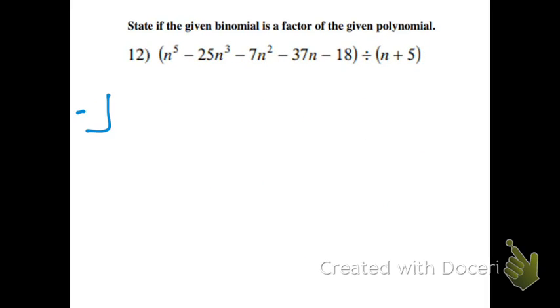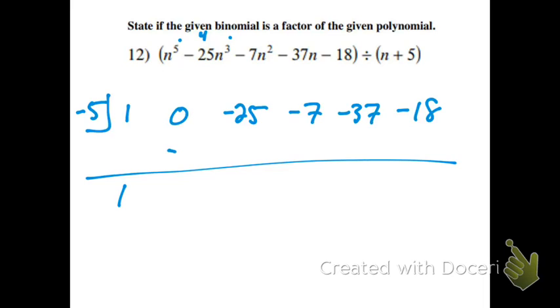Now, number 12 is the next one we're going to work on. In the box, I'm going to put a -5 because that's the same thing we did in the last one. Here I have 5, and then I have 3. So I need a placeholder for my 4. So I have 1, 0, -25, -7, -37, -18.